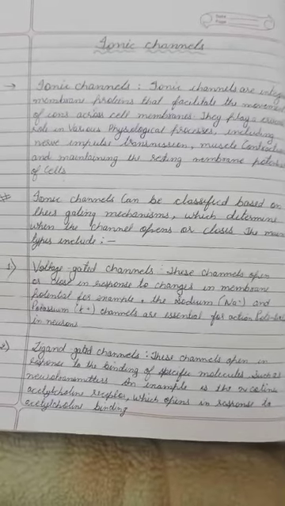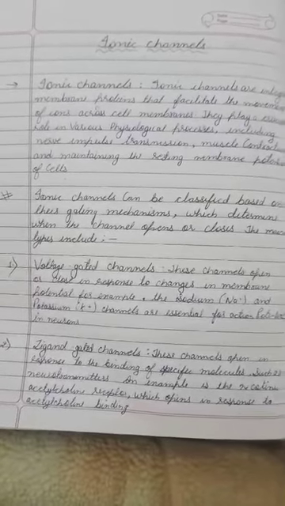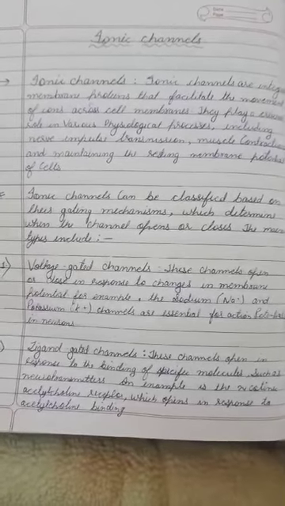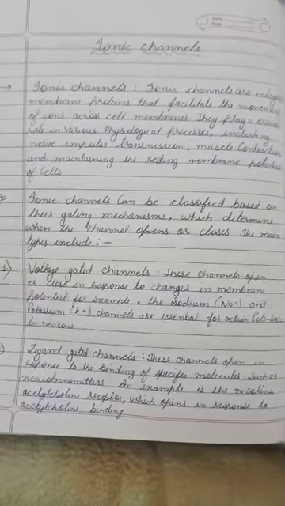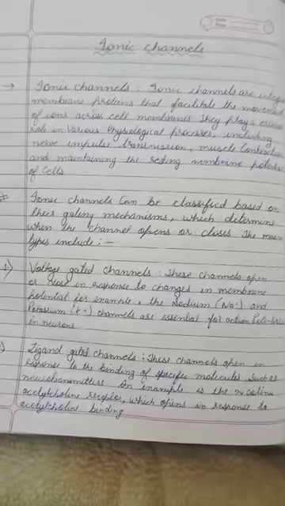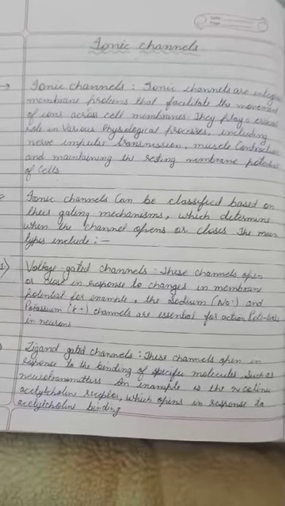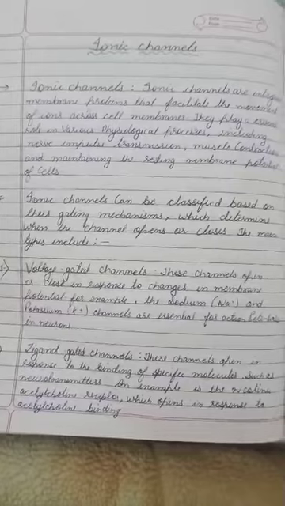In voltage-gated channels, these channels open or close in response to changes in membrane potential. For example, the sodium and potassium channels are essential for action potential in neurons.